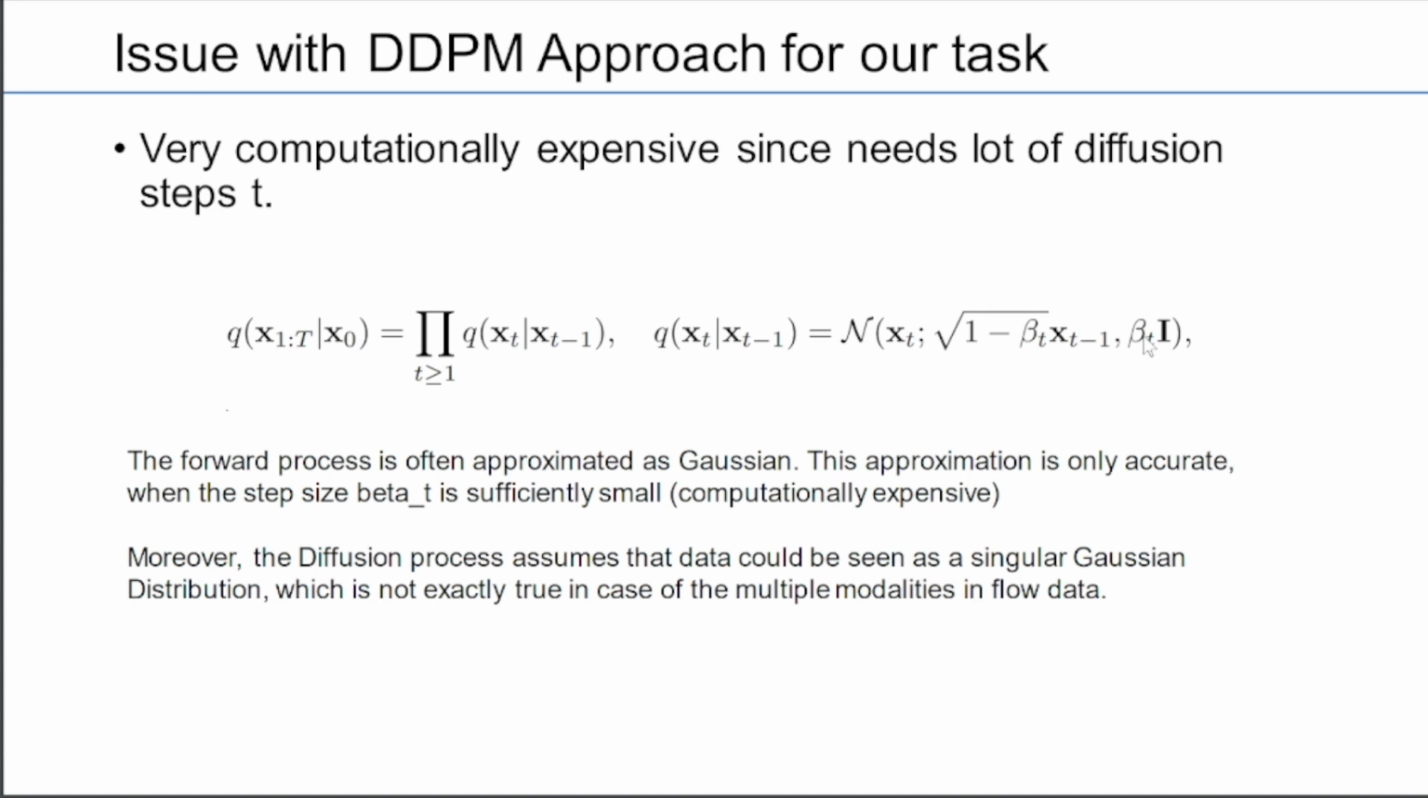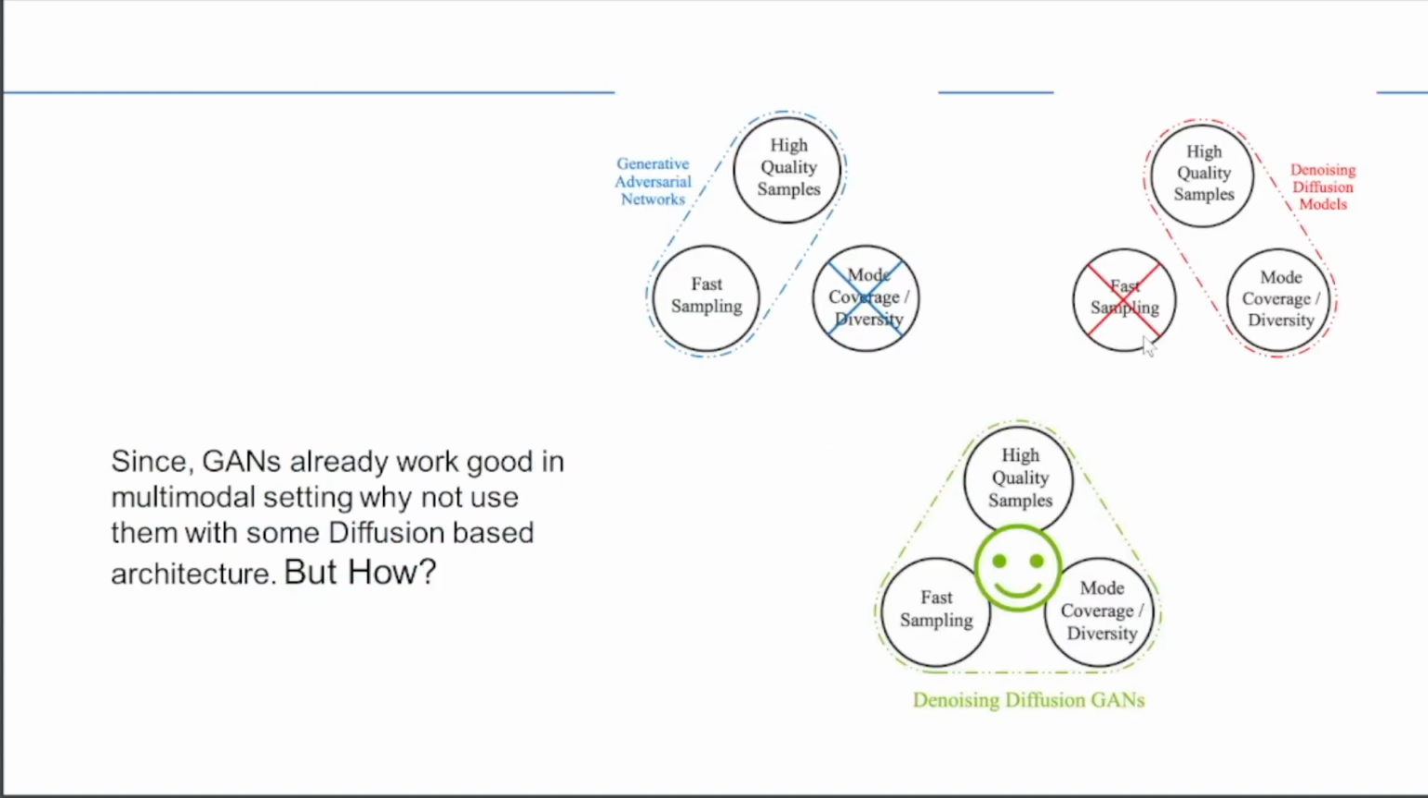And also, the diffusion process assumes that the whole data falls under a singular Gaussian distribution, which might not be the case for our data, which is the flow data, because it has multiple attributes and features, and they might all hold different distributions, so they can't just be directly assumed to have a singular Gaussian distribution. So now we need some different technique with respect to diffusion models if we want to use them for our task.